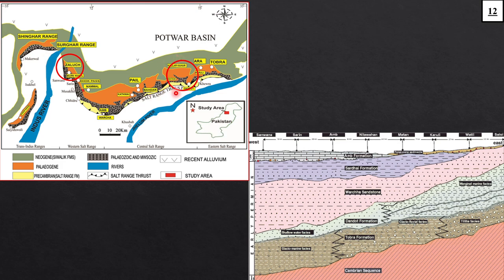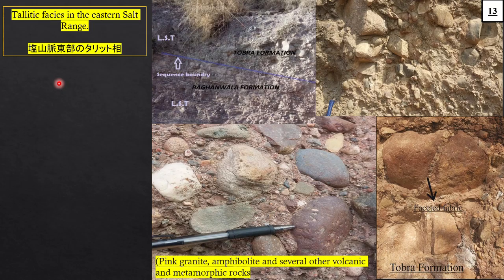So in the east they have high clasts, which is the high elevated area, and tillites are present, but in the western Salt Range the moraine and braided river deposits are present, which are represented by the channelized deposit.